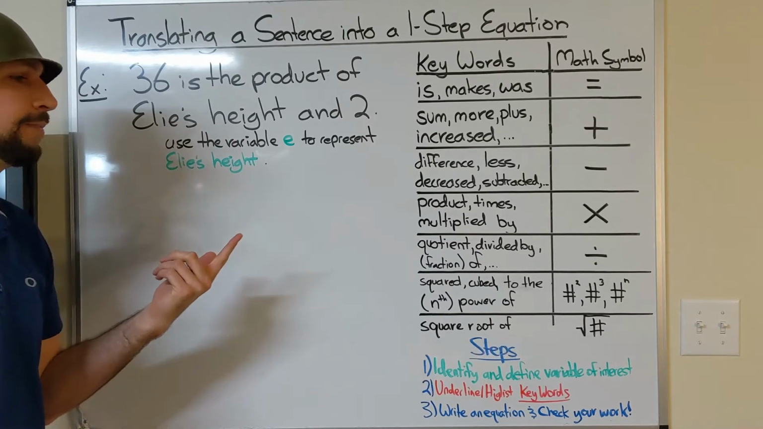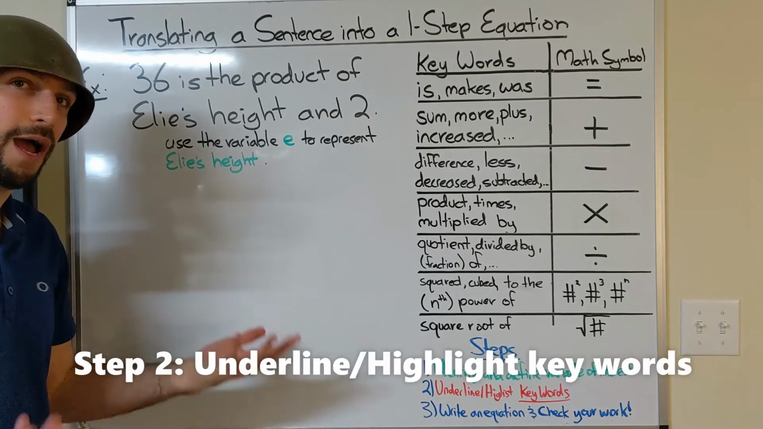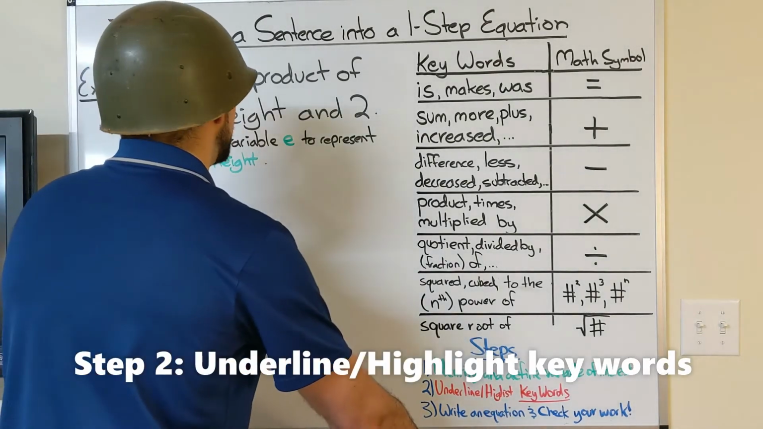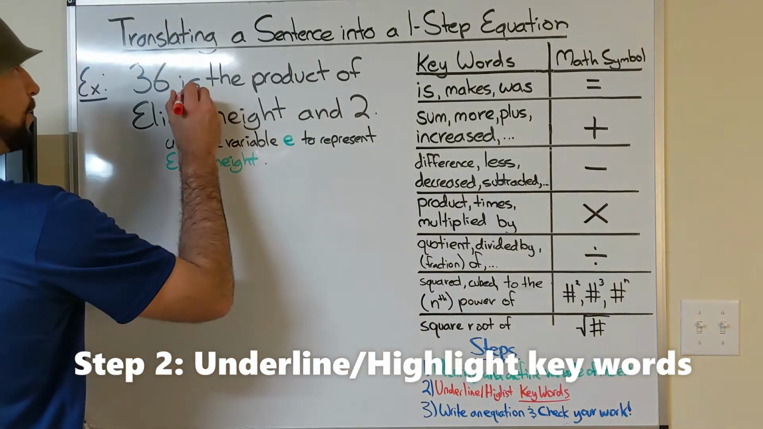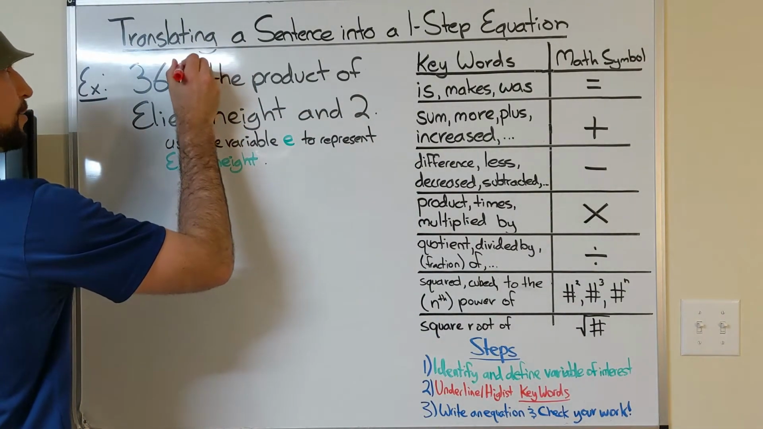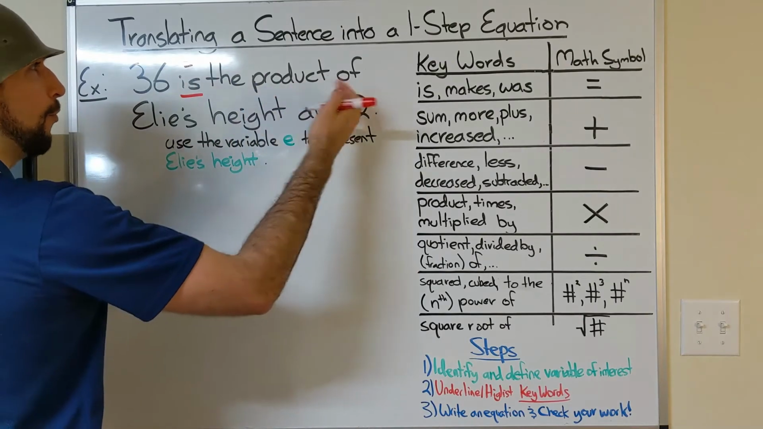That's our first step. Next, we're going to underline or highlight our key words. So let's do that. So first thing I notice is the is. That's generally going to mean equal. The product of.